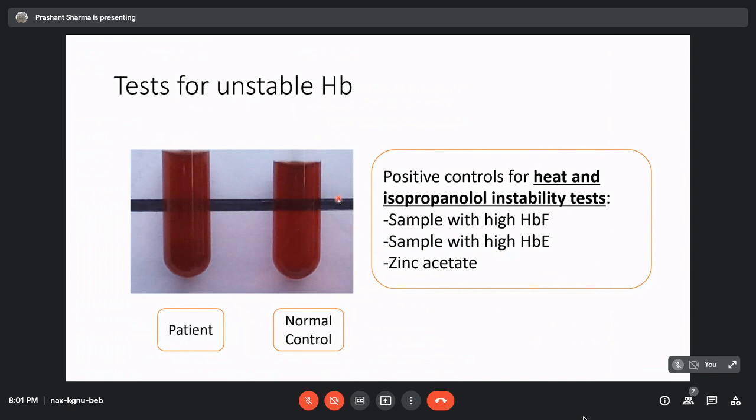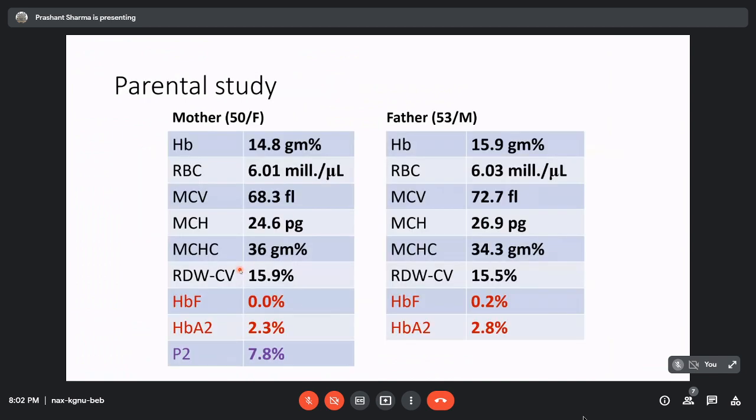You usually need to run a positive control, which is not shown in this figure. Hemoglobin F and hemoglobin E are typically slightly unstable themselves, so if you have a known sample with high F or high E, you can use that. Or you can prepare a sample by degrading normal hemoglobin, making it precipitate using zinc acetate. So in our patient, we have an unstable hemoglobin, but he also has HbH inclusions. So what do you do next?